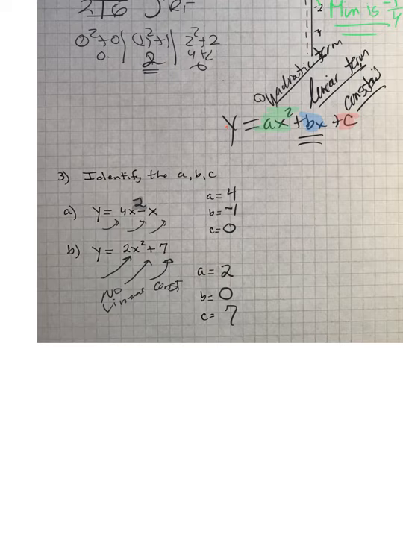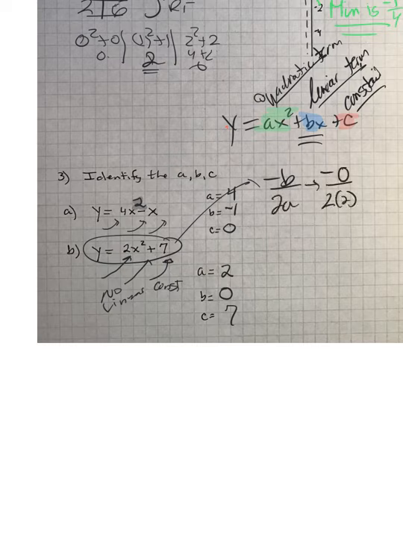So what if we had to find the vertex for this problem? Wouldn't we do -b over 2a? And isn't the b 0 in this problem? So -0 is just 0, and 2 times 2 is 4. And remember, 0 divided by any number is 0. Then once we plug that in, that would give us 2 times 0 squared plus 7, and our vertex would be 0, 7.